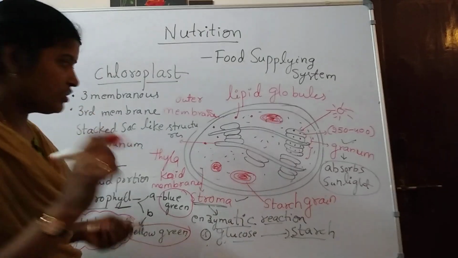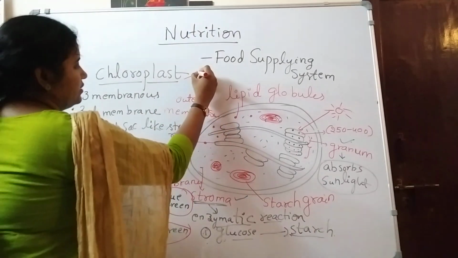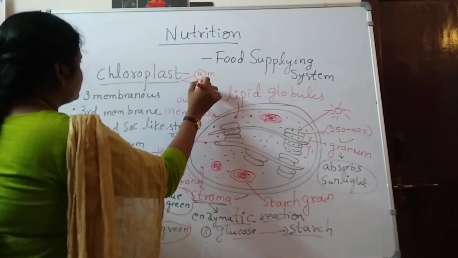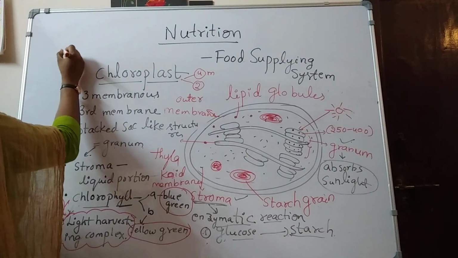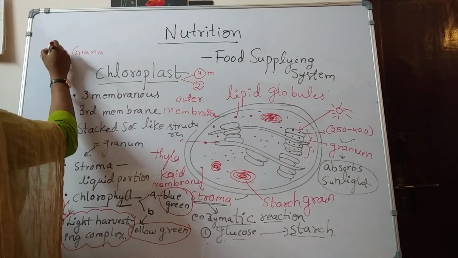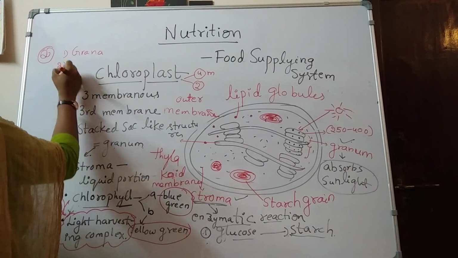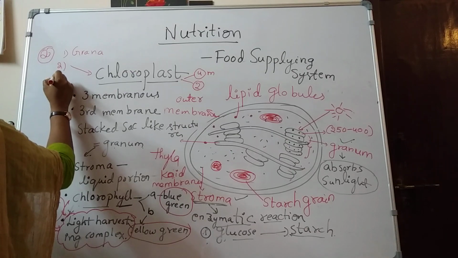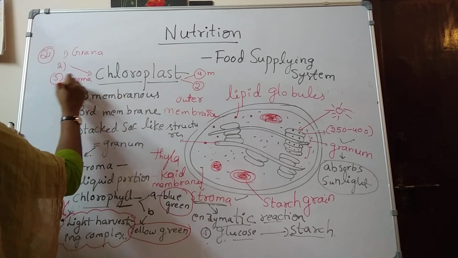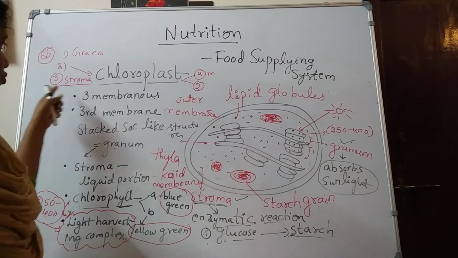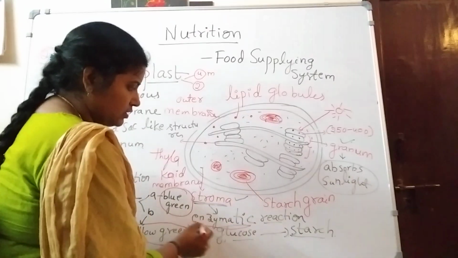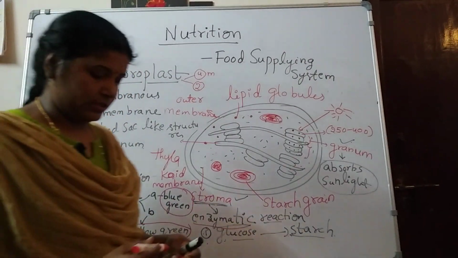What questions will come from chloroplast? Either a 4 marks question on the structure of chloroplast, and then granum, and third, stroma. What is the function of stroma? Stroma is responsible for enzymatic reactions.